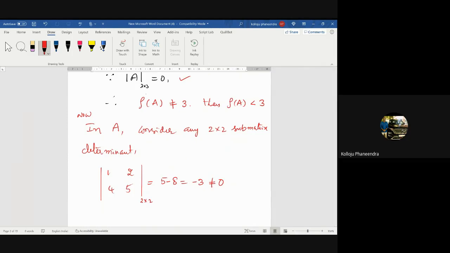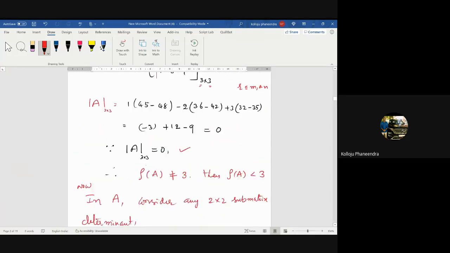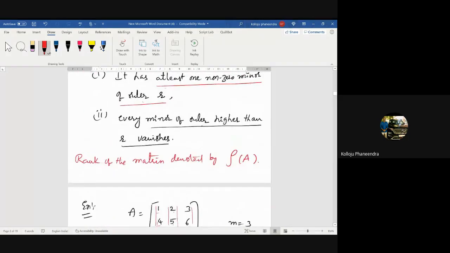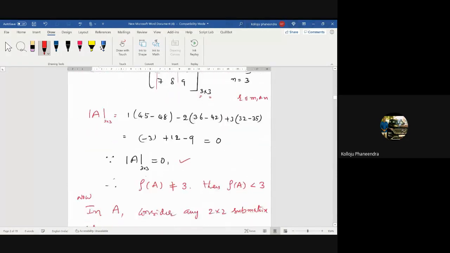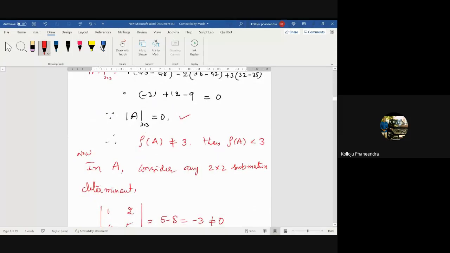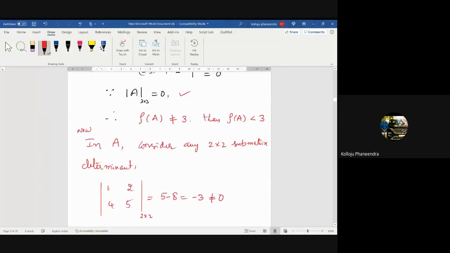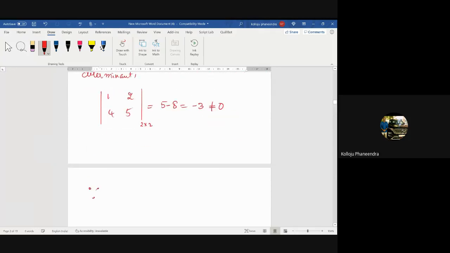And what is the second condition? The minors of the matrix of order higher than R vanish. Now the 2 by 2 minor is not equal to 0. After 2, what is the next higher order? 3. So you write: since the determinant of the 2 by 2 is not equal to 0, and after 2 the highest order is 3 only, the 3 by 3 determinant equals 0.